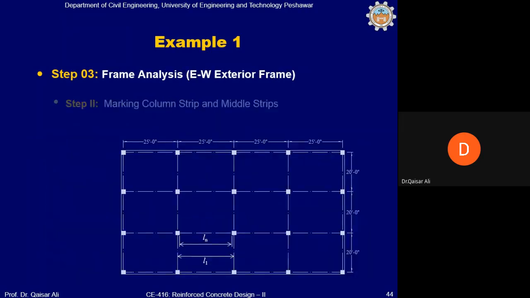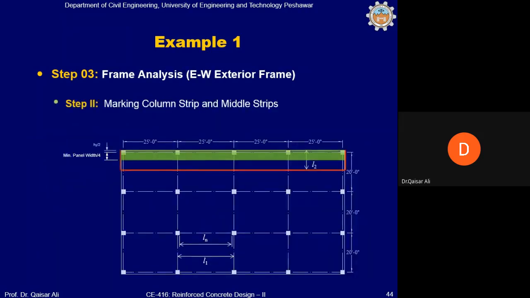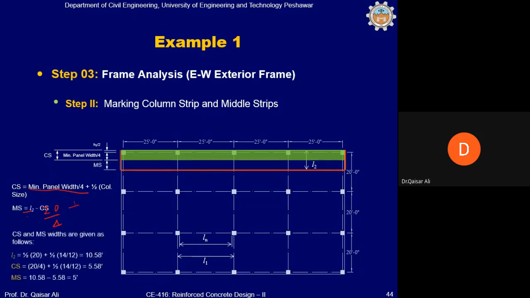Column strip is calculated. The column strip, as we said earlier, is minimum panel width divided by 4. Minimum panel width means 20 and 25 are the lengths of the two sides of the panel, and the minimum of these two is 20. So 20 divided by 4 is 5, plus half the column size. So this is 5.58 column strip. And the middle strip is 10.58 minus this, it is 5 feet.